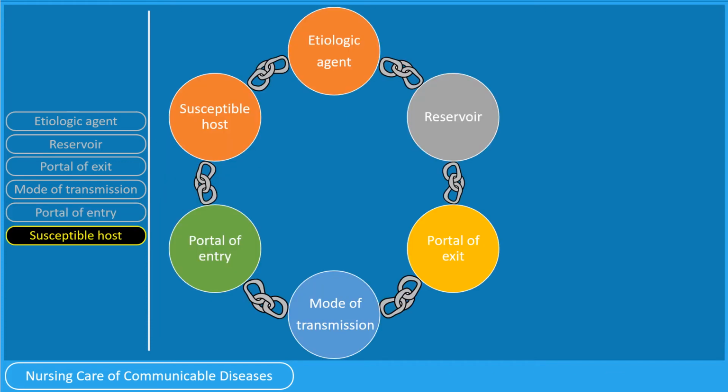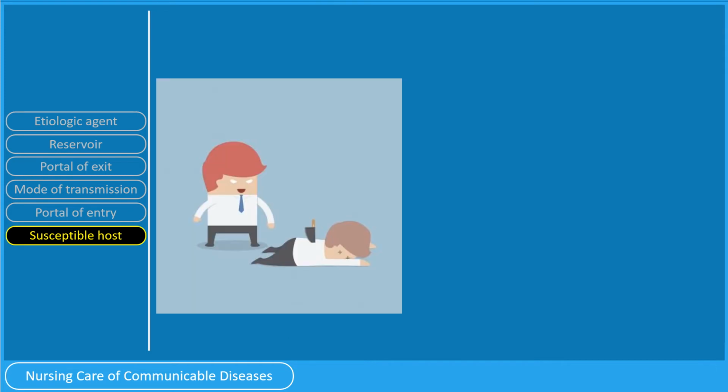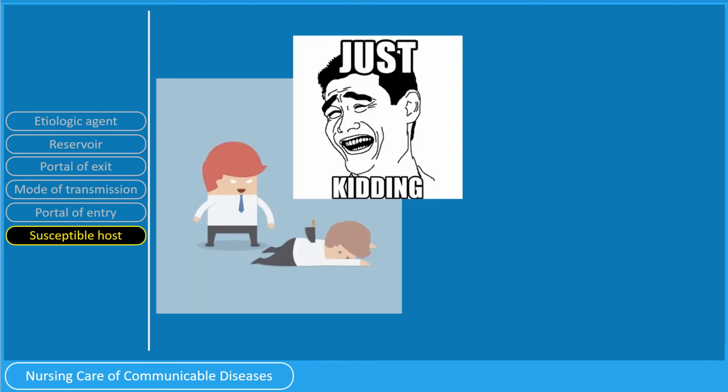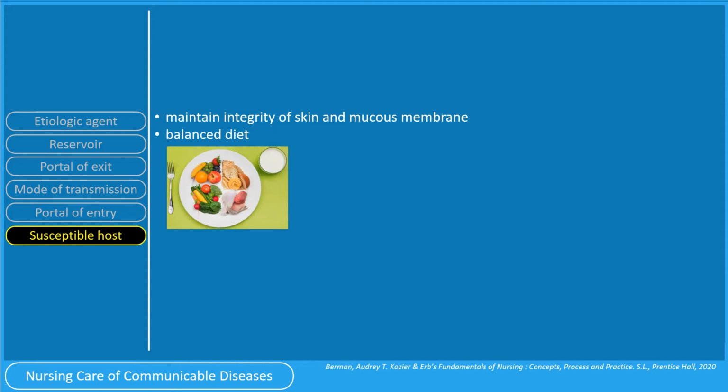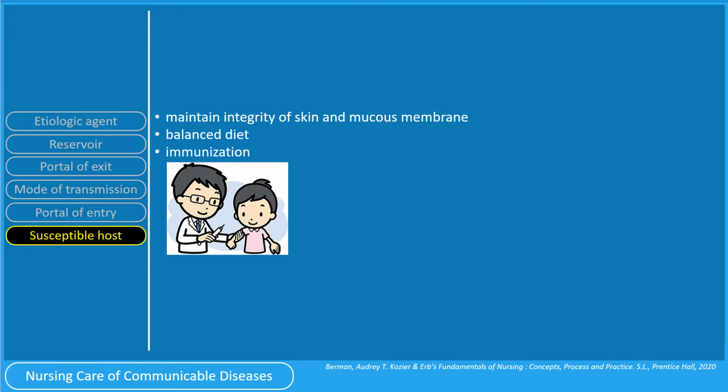And finally, let us discuss how we could prevent the transmission of infection at the level of the susceptible host. Can we do this? Of course, I'm just kidding. Maintain integrity of skin and mucous membrane. Intact skin and mucous membrane protects against invasion by microorganisms. A balanced diet supplies proteins and vitamins necessary to build or maintain body tissues. In addition, certain immunizations may protect people against virulent infectious diseases.